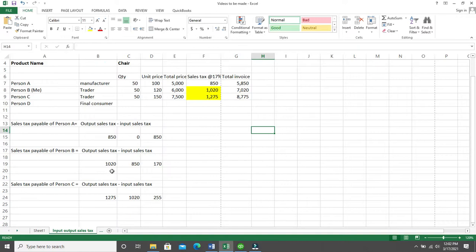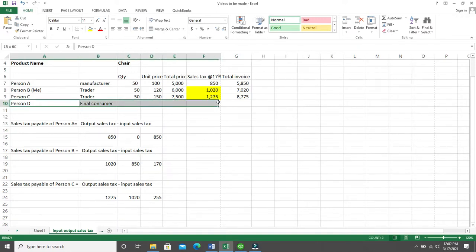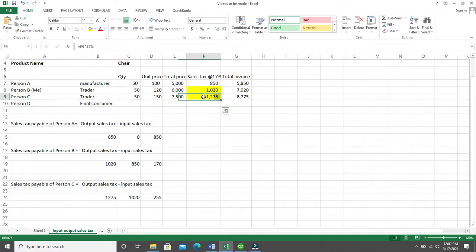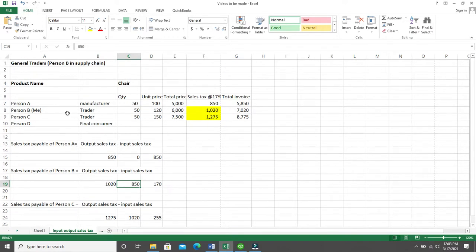Now person D is the final consumer. He shall not pay any amount to the government agency because he has already paid 1275 as sales tax, and in his books he shall record this 1275 as a cost or expense. He shall not record this input sales tax as an advance sales tax, because he has no sales to adjust this sales tax input against.